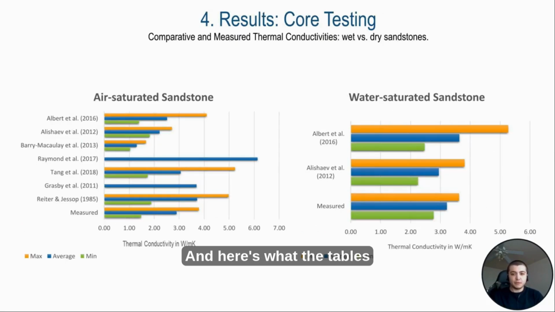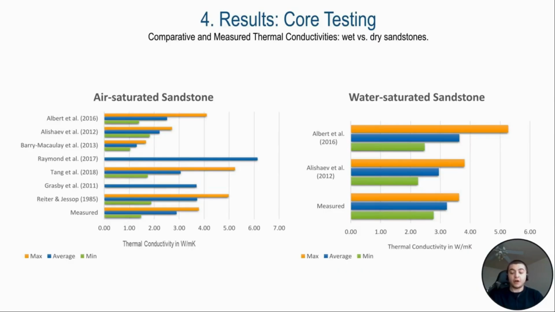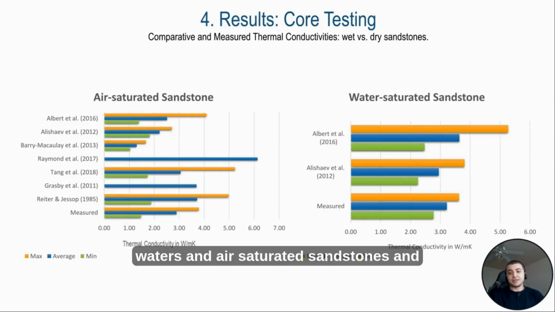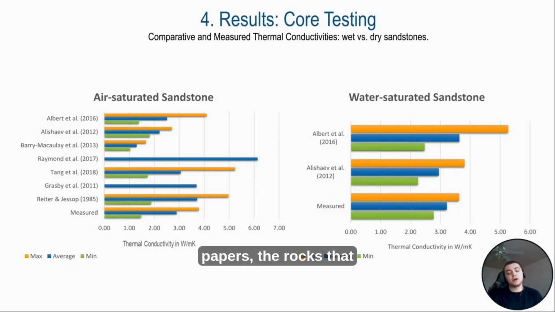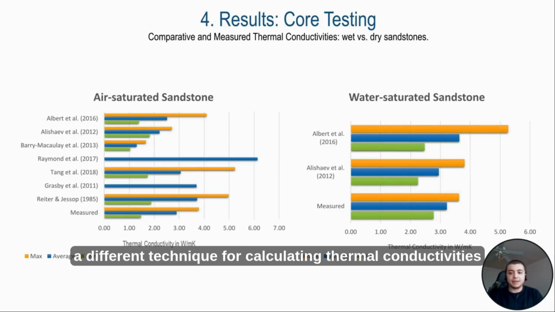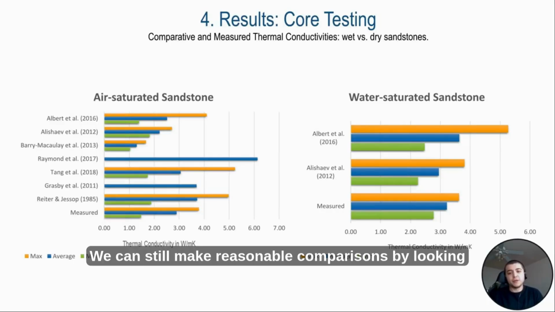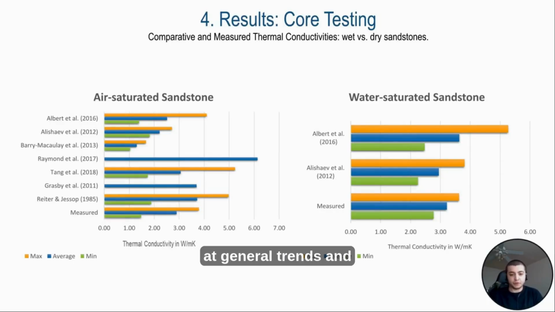And here's what the tables look like when you have a lot of comparative data. These are our water and air saturated sandstones, and our results are supported by these other authors that we collected. And if you're wondering about the variability of results between papers, the rocks that are used in these studies, of course, came from different parts of the world, and every author used a different technique for calculating thermal conductivities for their cores. So we use the C-Therm TC kit. We can still make reasonable comparisons by looking at general trends.